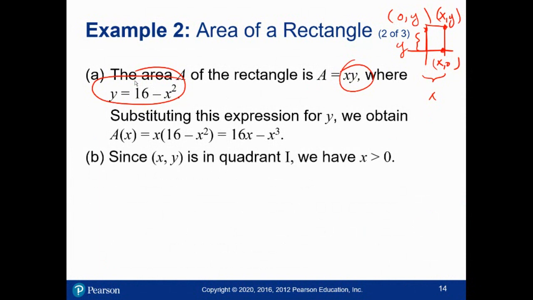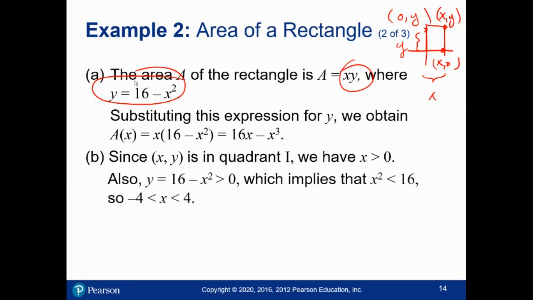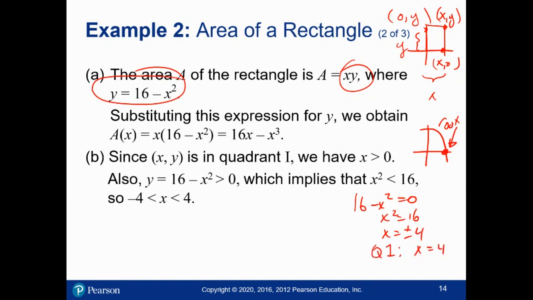We have to be in the first quadrant, and that means x and y both have to be positive, but we're only asking domain, so forget y for the moment. x has to be positive. That's your domain. But it's a little more restricted than that, because we had to intersect this curve, which means x can't go beyond that root. The curve was 16 minus x squared, so I want to find where that root is. I'll set this equal to 0. This gives me x squared is equal to 16. x is plus or minus 4, but I'm in quadrant 1, which means x has to be positive, so x is 4. So x certainly can't be bigger than 4.